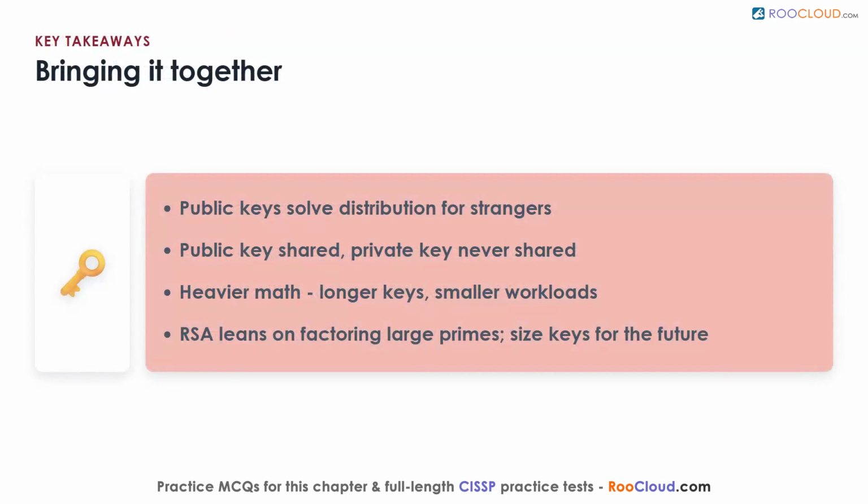So let's bring it together. Public key cryptography solves the key distribution problem for parties who have never met. Each user holds a public key anyone can use and a private key they never share. The math is heavier, so keys run longer, and the approach suits smaller workloads. RSA leans on the difficulty of factoring the product of large primes. And you size key length against both the value of the data and the compute power attackers will hold in the future. Lock these fundamentals in, and the rest of this chapter builds cleanly on top.